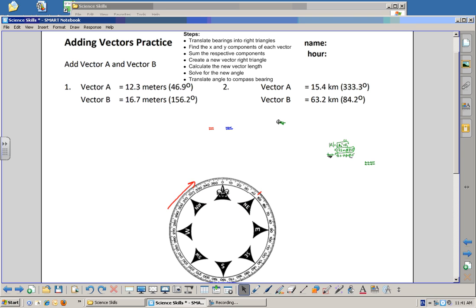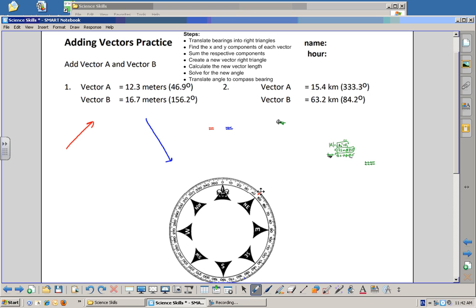That is vector A. Vector B is in the direction of 156.2 degrees, which is down here, southeast. It's a longer arrow because it is a longer vector. So those are my two vectors. I need to then find the x and y components, but before I do that, it would help to have angles. Now, the trick is to start with the x component.